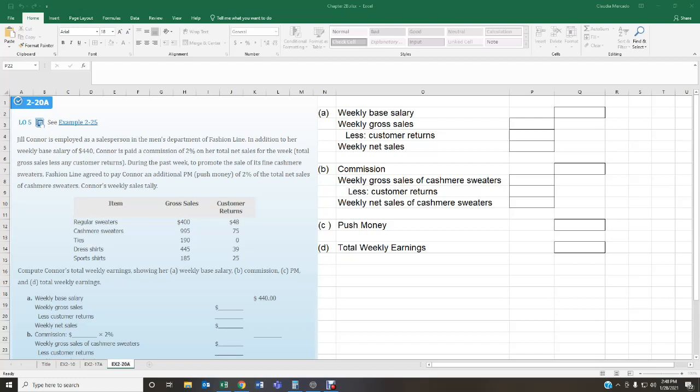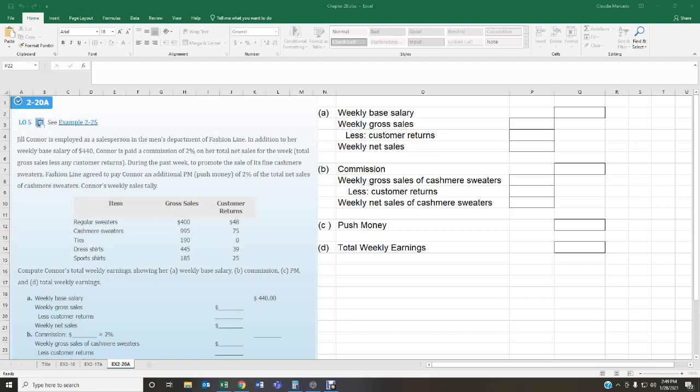We are being asked to compute Connor's total weekly earnings, showing her weekly base salary, commission, push money, and total weekly earnings. Okay, so we've got a customer that's getting paid $440. That's the base salary. And then on top of that, they get paid 2% commission on their net sales. For this week only, they're also going to get an additional 2% push money. So they're promoting their cashmere sweaters on their net sales for cashmere sweaters. So we have to calculate the total weekly earnings based on all of that information provided.